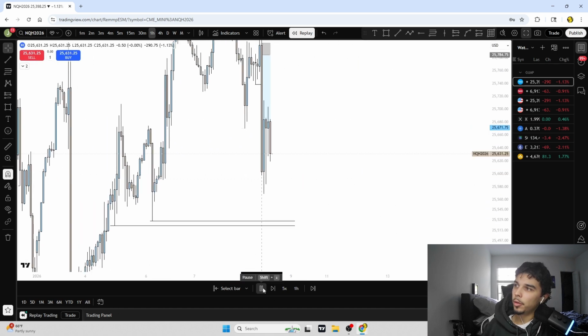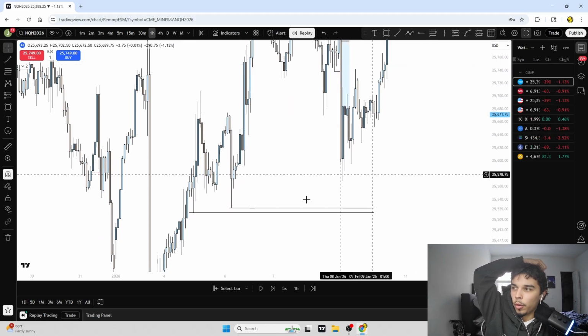Now, I don't know what this ended up doing. I don't know if it ended up continuing farther and farther down. And that is exactly why you don't want to hold all the way down here.